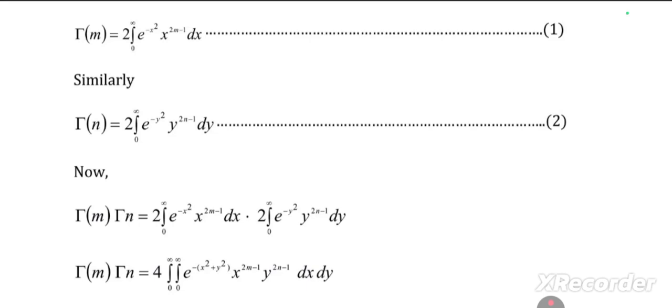Similarly, we can write it for gamma n in terms of y. So, 2 times the integral from 0 to infinity of e power minus y square, y power 2n minus 1 into dy. Take this as equation number 2. Now, multiply equations 1 and 2.